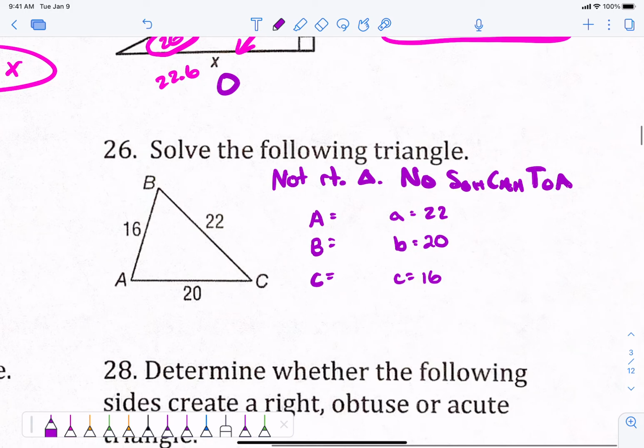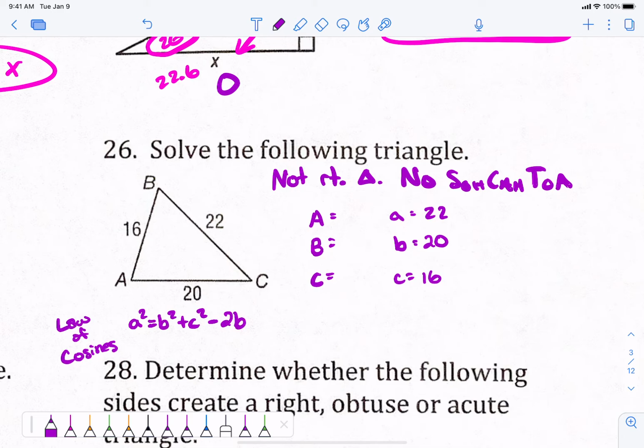I'm going to put the law of cosines here. I'm going to give you 2 formulas for the law of cosines. I'm going to give you something that's really nice and easy, so don't do anything with this yet, okay? The normal law of cosines is a squared equals b squared plus c squared minus 2bc cosine of A.